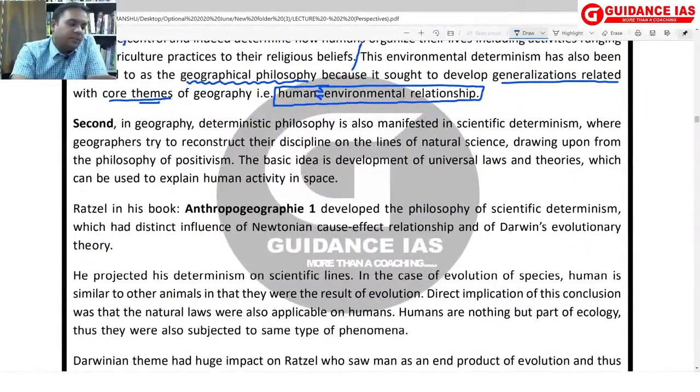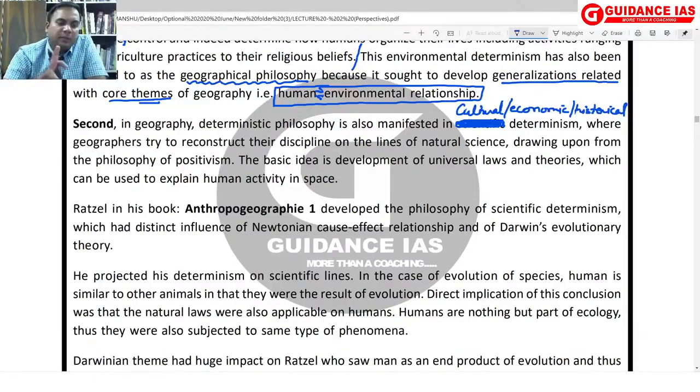Second, in geography, deterministic philosophy is also manifested in, actually here it is written scientific determinism. What you do, you just replace this scientific determinism with cultural, economic, historical and structural determinism, which are the same, I will explain later. Economic, historical determinism.